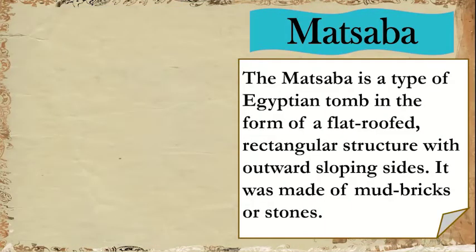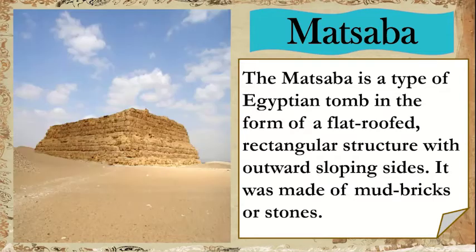Another type of pyramid is called the mastaba. It is a type of Egyptian tomb in the form of a flat-roofed, rectangular structure with outward sloping sides. It was made of mud bricks or stones.